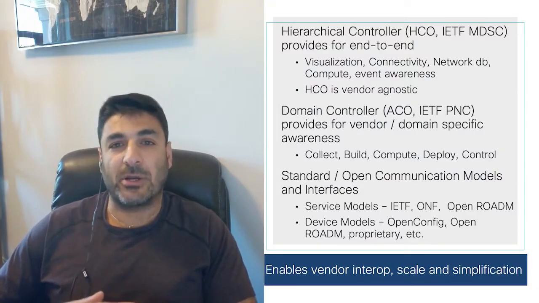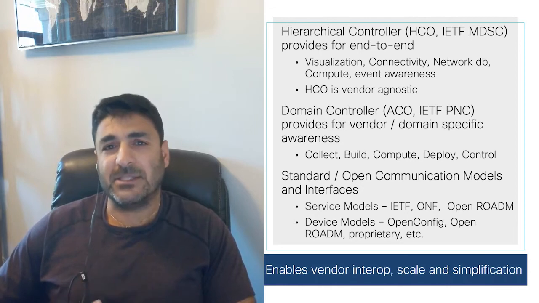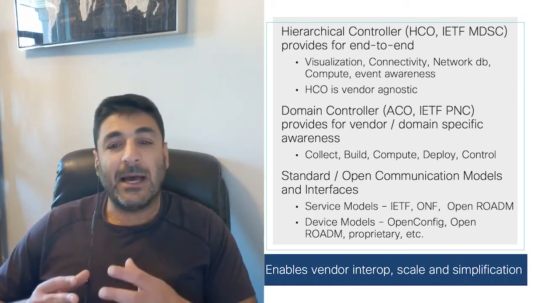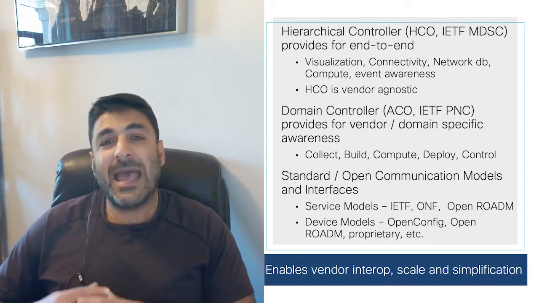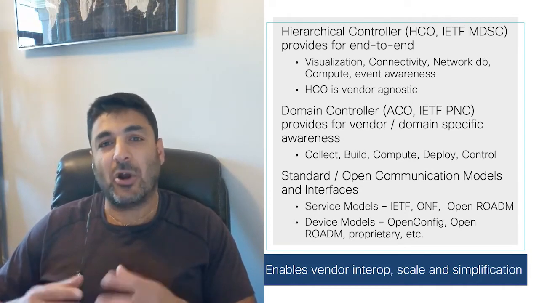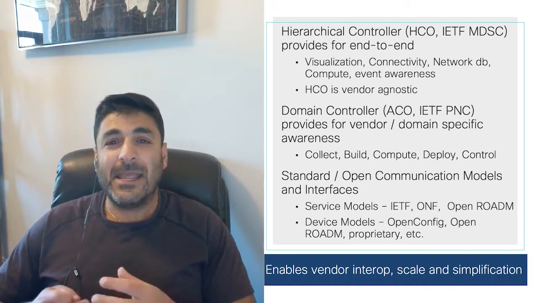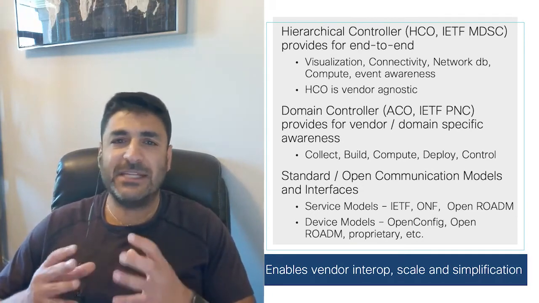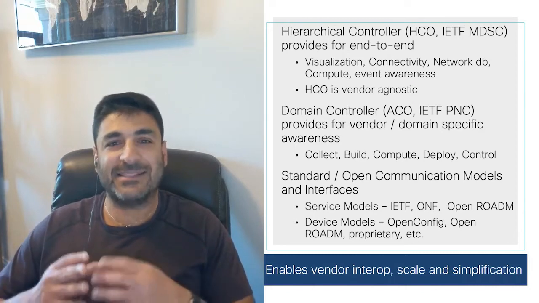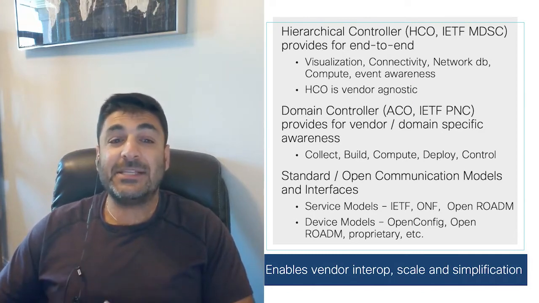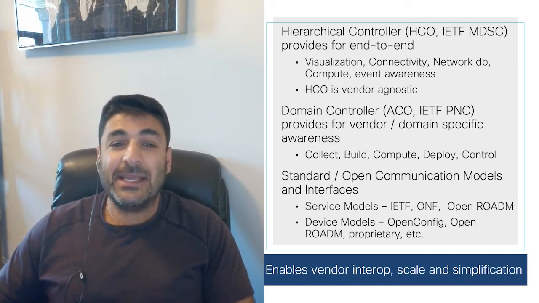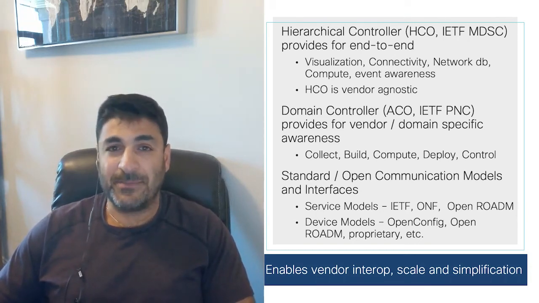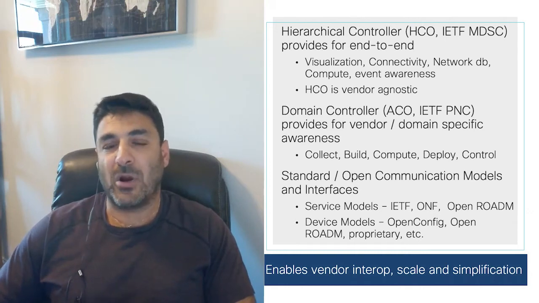What we've embraced is the hierarchical model. The hierarchical model is similar to the IETF model built on the ACTN group. And what it calls for is having a hierarchical HCO, a hierarchical controller, that is how you interface into the network. You interface through the HCO. The HCO is going to give you that single pane of glass, to give you your visualization. It's going to give you connectivity. It's going to give you some event awareness assurances across the network. And it's going to enable third-party interop.